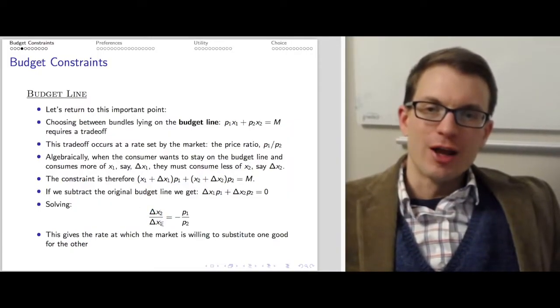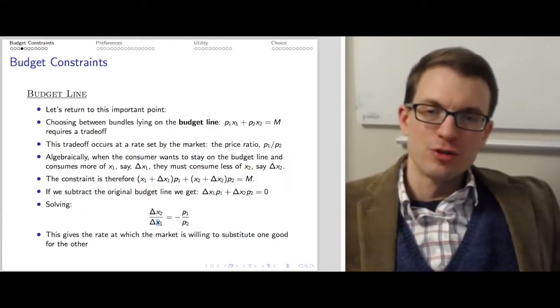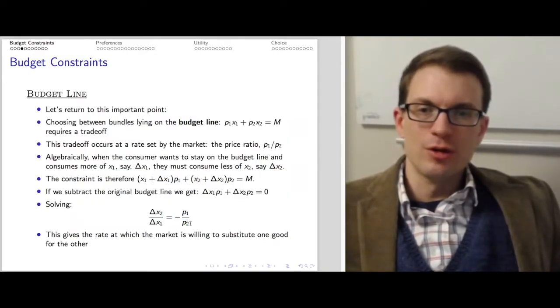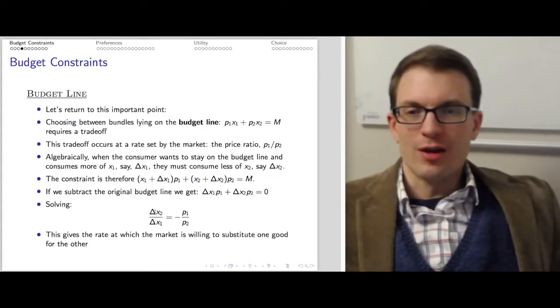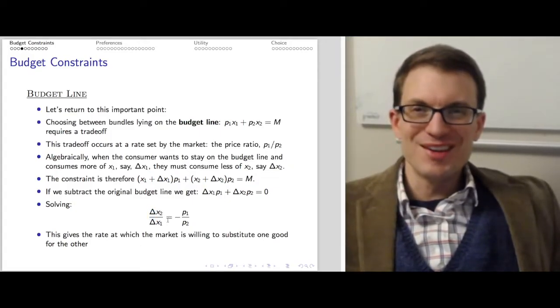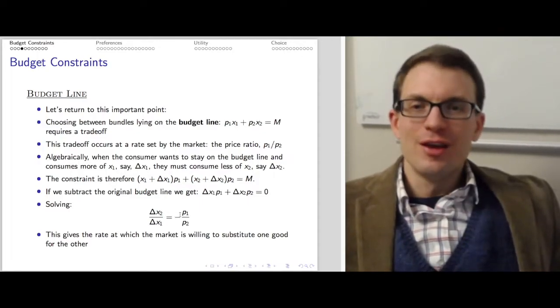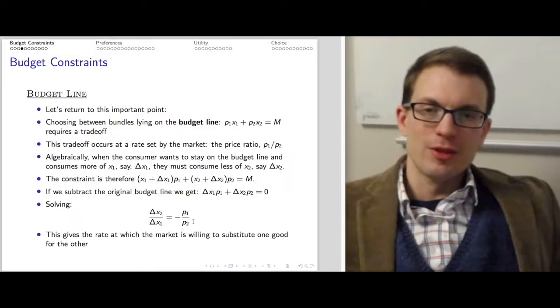Delta x2 divided by delta x1. So the change in the amount of good 2 consumed, divided by the change in the amount of good 1 consumed, is equal to the price ratio, right? If you've taken calculus, you might recognize we can replace this delta with a d. So this is like dx2 over dx1. This is just a derivative, right? And sure enough, the derivative of the line is just going to be its slope. That's what we have.